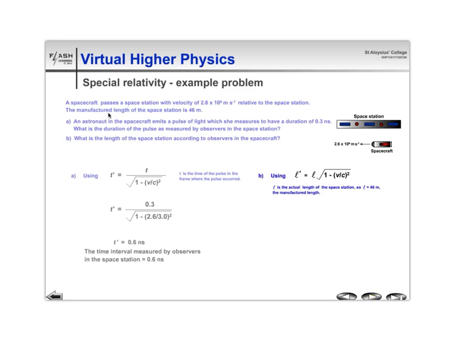And then we've got the question about what's the length of the space station according to the observers in the spacecraft. So the people on the space station are stationary relative to it. The people who manufactured it would have been stationary, so that 46 metres is the proper length L. And the observed length for those in the spacecraft, because they're moving relative to it, is calculated as 23 metres.